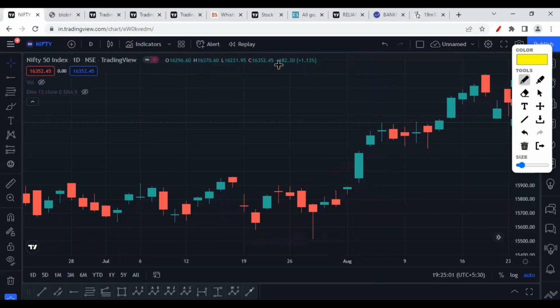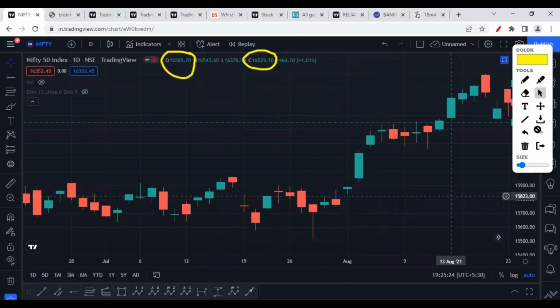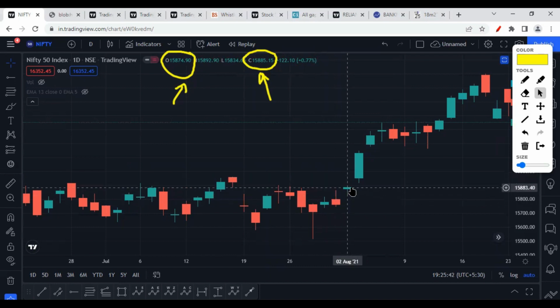So the basic principle behind the gaps is, so concentrate on this part. This is called the close price of the stock, and this is the open price of the stock. All you need to understand is close and open of the stocks decide the gaps of the stock. So for example, here the stock closed at 15,763, and the next day it opened at, so this is, by the way, close and this is open. Okay, so you need to remember that. So here the stock closed at 15,763 and the next day it opened at 15,874. So almost 100 points of gap up was there.